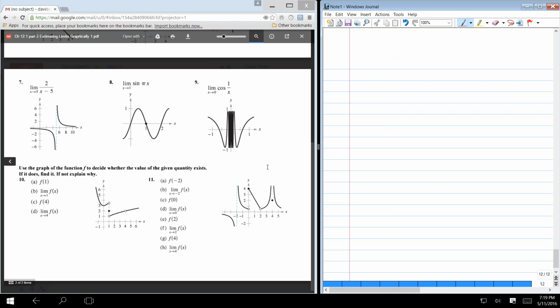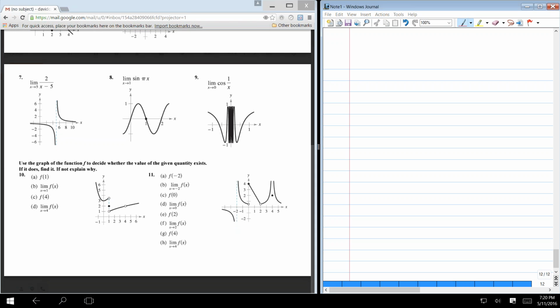Number 10, referring to this graph, what is f of 1?